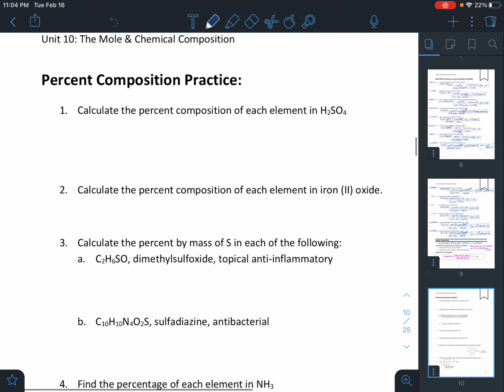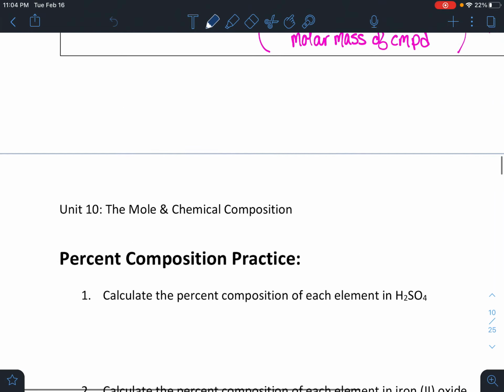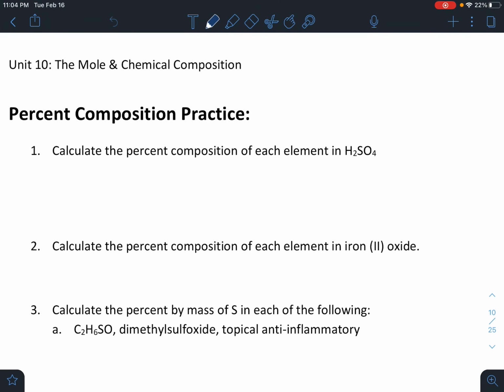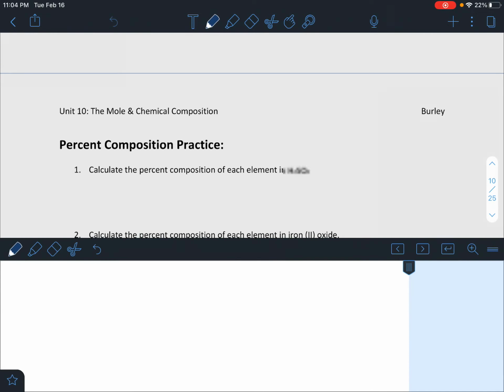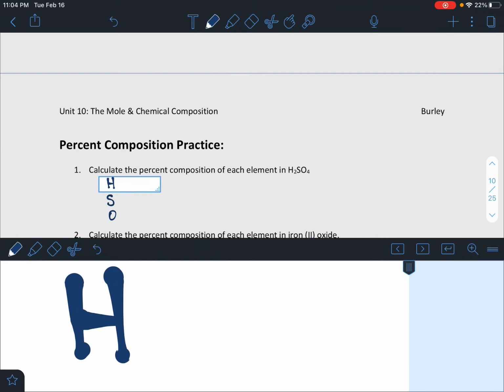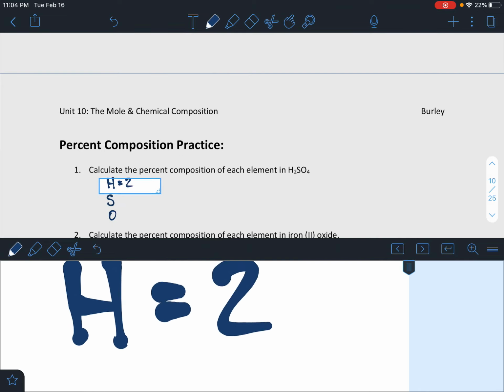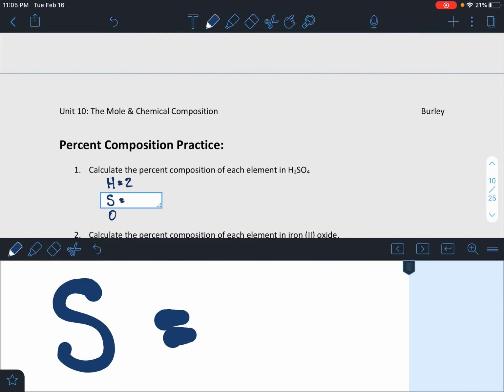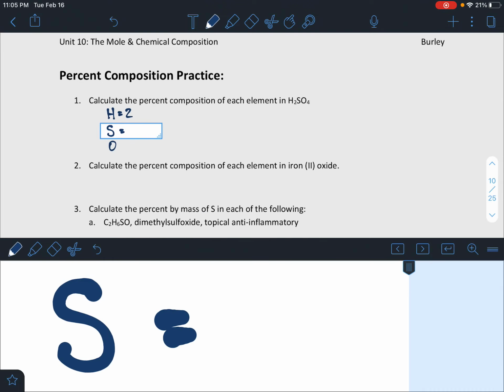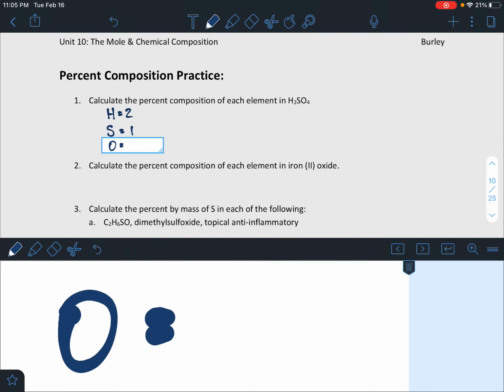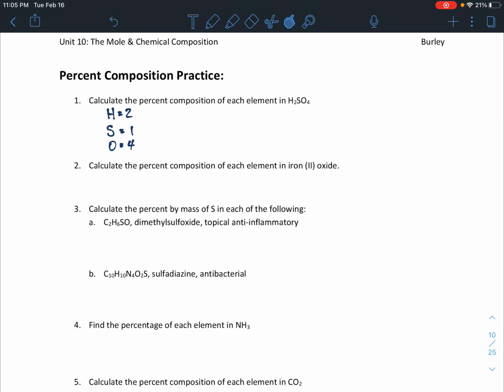So in your packet of fun, this is page 10. It says calculate the percent composition of each element in H2SO4. If we're talking about each element in the compound, I will want to list each element in the compound. So we have hydrogen, and sulfur, and oxygen. For hydrogen, there are two of them. For sulfur in the compound, there is only one of them. And then oxygen, there are four of them.